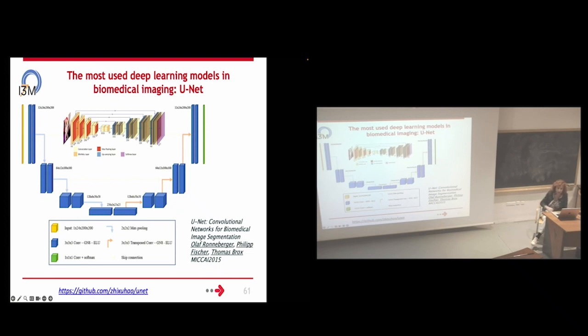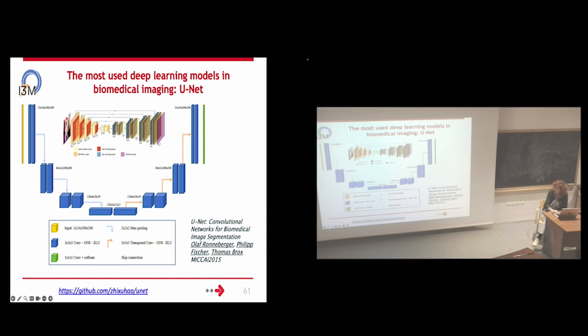The right-hand side is an expansive path, which is made up of transposed 2D convolutional layers. The number of expansion blocks is exactly the same as the number of contraction blocks. Then UNet is able to localize in the image by predicting pixel by pixel. So SegNet and UNet are the most used deep learning models in biomedical imaging, and they are used for different challenges.